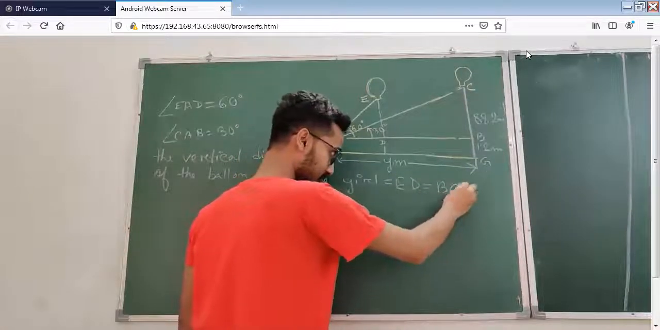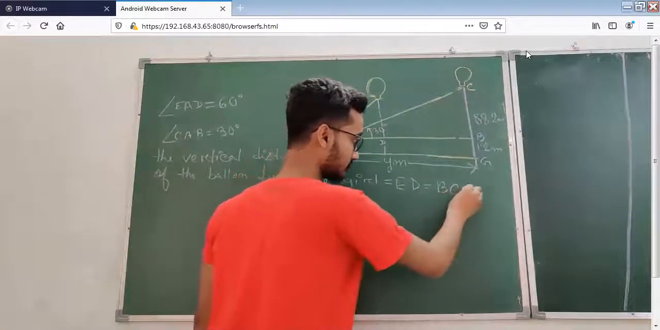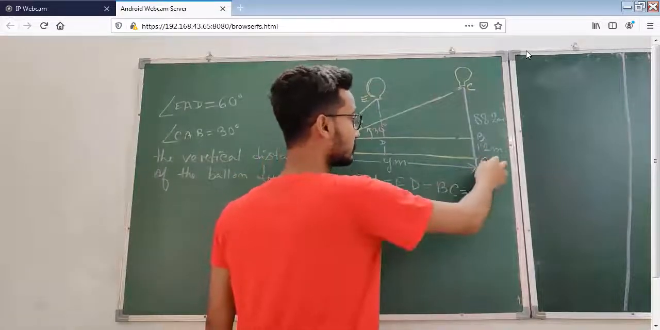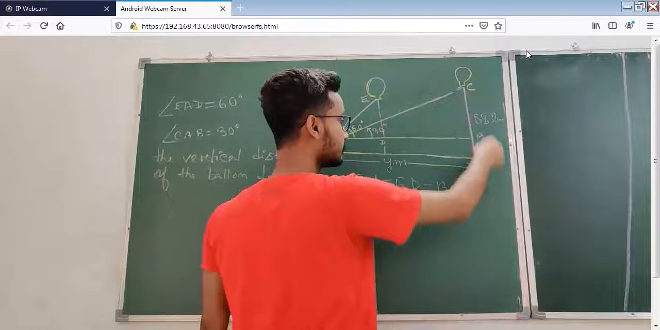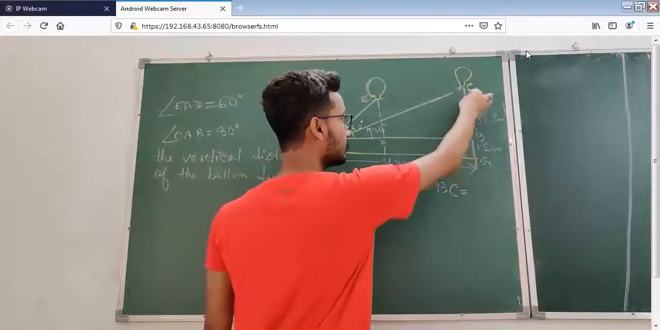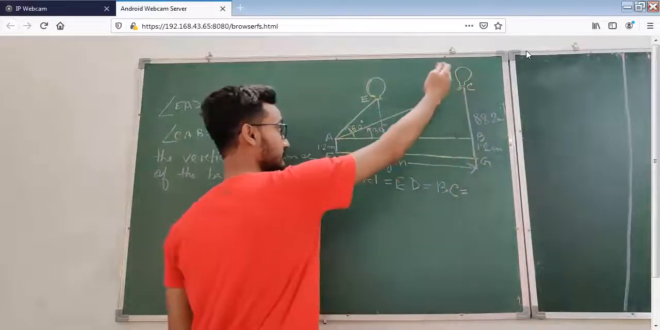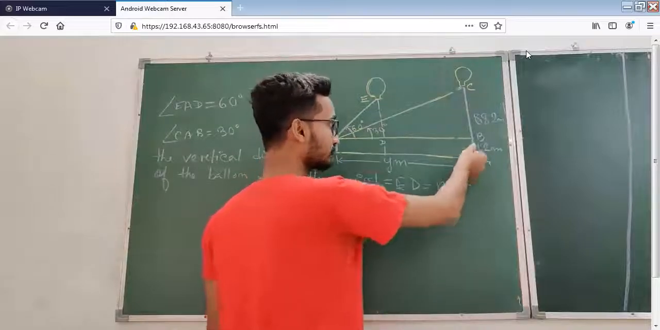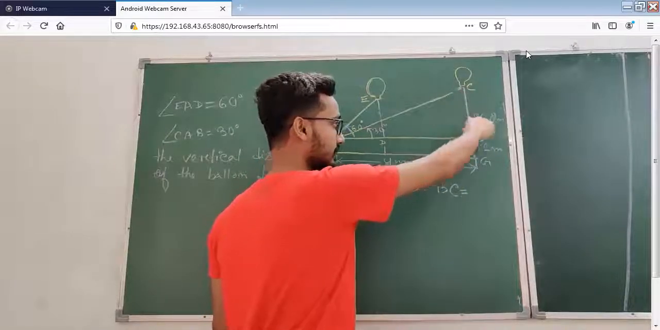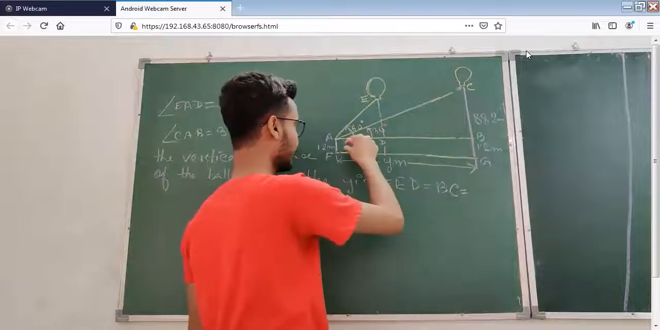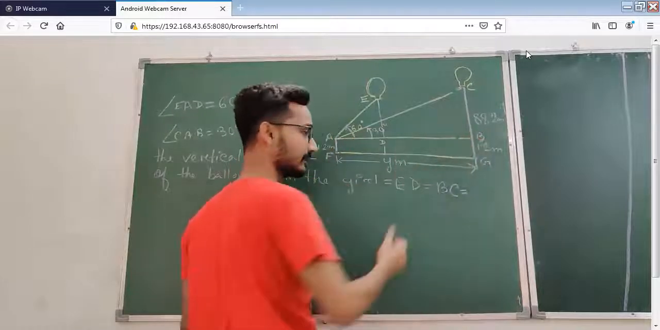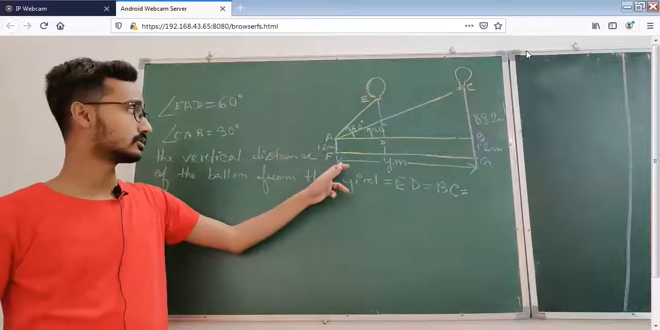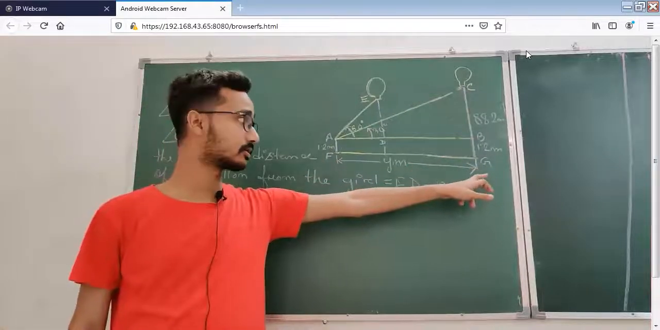Now see, how can you find BC? You know the value of this whole one, CG, which is given here as 88.2 meter. That means the distance of the balloon from the ground is given as 88.2 meter, and you know the value BG, because AF and BG are equal. Since it is a rectangle, BG will also be equal to 1.2 meter.